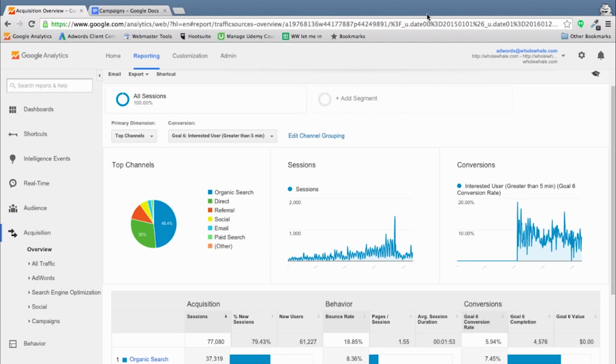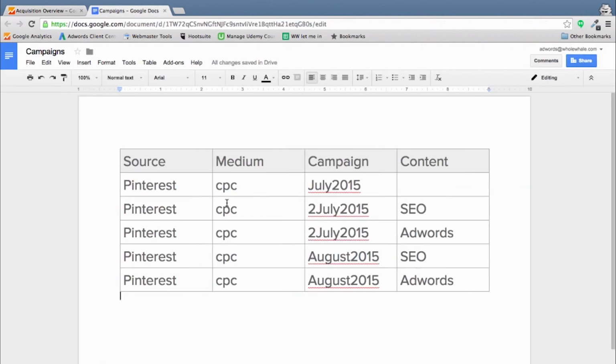First, I wanna start by talking about which campaigns we're actually gonna be looking at. Here's a little map of what we're gonna be looking at today in Whole Whale's account. So this is an example of a Pinterest CPC, a cost per click. So this is a Pinterest ad campaign. And as you can see, we ran three different campaigns with five different ads. So you can see each campaign was tagged differently.